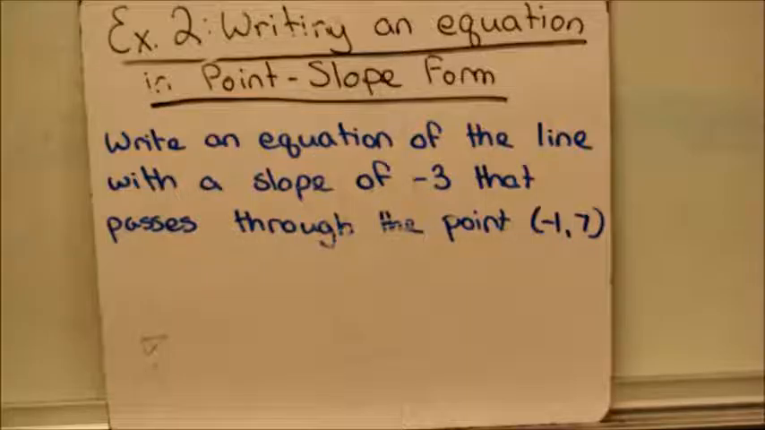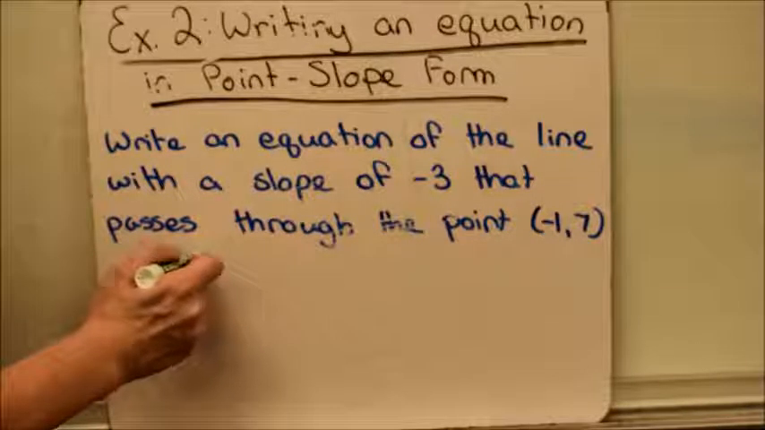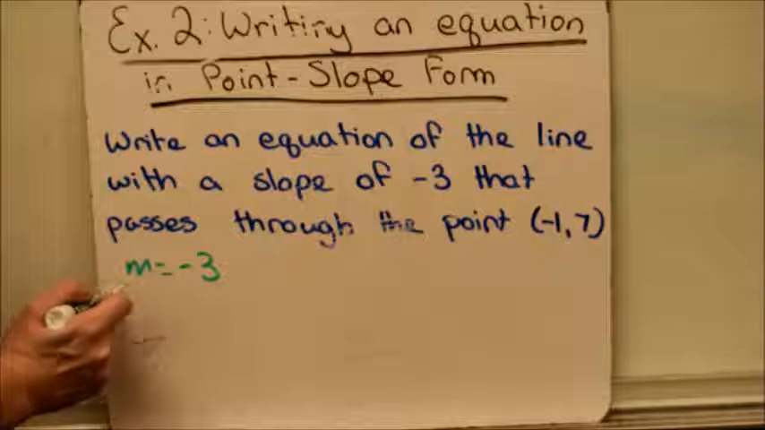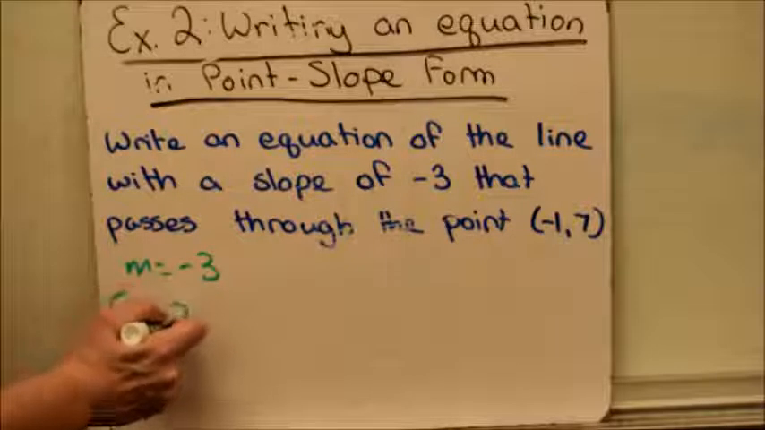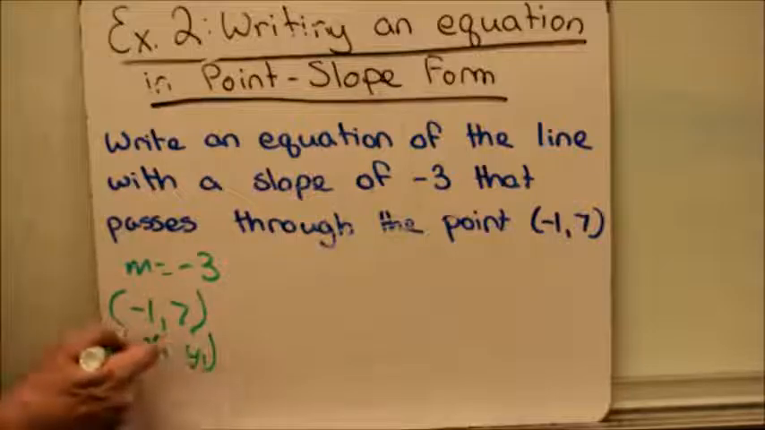All right, our second example, writing an equation in point-slope form. So we're going to write an equation of the line with a slope of -3 that passes through the point (-1, 7). Now that we know point-slope form, this is going to be pretty easy. We know our slope is -3, or m equals -3. And we have one point, (-1, 7), or x1, y1.